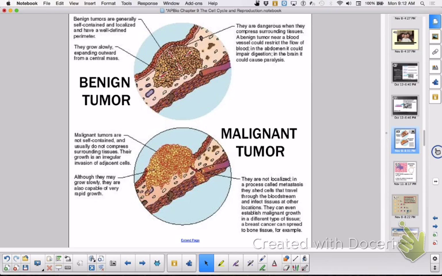Yes? Will the benign tumor always stay harmless since it's not moved? That is such a good question. It doesn't mean it always will stay harmless, because it could become malignant. And that's why they talk about early detection being so critical, to find them early.